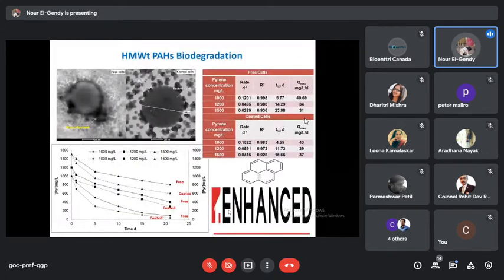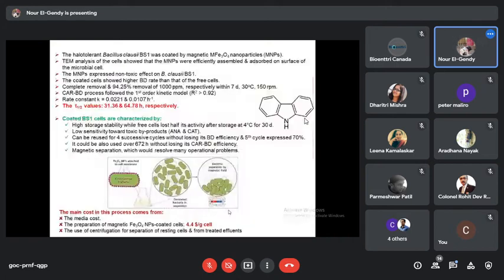As you can see, it enhances the biodegradation rate, doubling the rate, and it also doubles the rate of removal of carbazole. The coated microorganism can be used for four successive times. It elongates the biocatalyst time by approximately 672 hours. It can be stored for 30 days at 4 degrees without losing its activity.